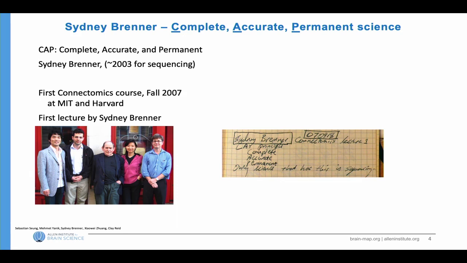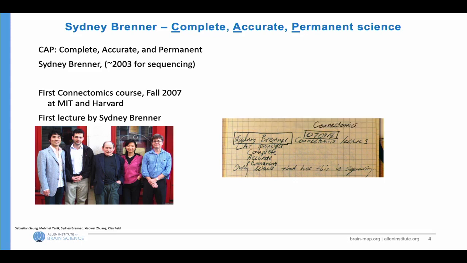I took notes. I have the same bad handwriting that I've always had. Sidney Brenner, 09/18 of 2007, and his lecture started with CAP, complete, accurate, and permanent. Only science that has this is sequencing. And he went on to talk about his great work with White on the connectomics, the anatomy of C. elegans, and said, this is almost CAP, and he had some caveats, but he was hinting strongly that at some point this kind of EM connectomics might become a CAP science.